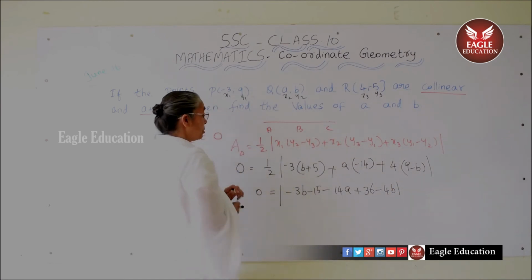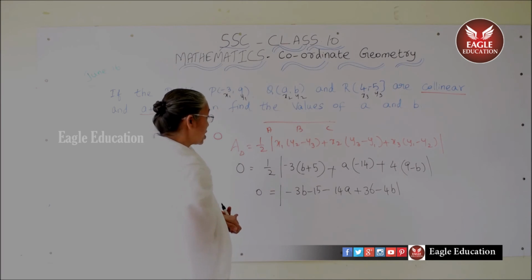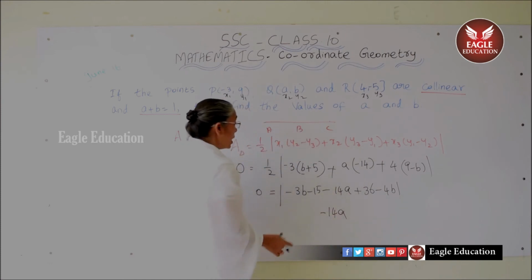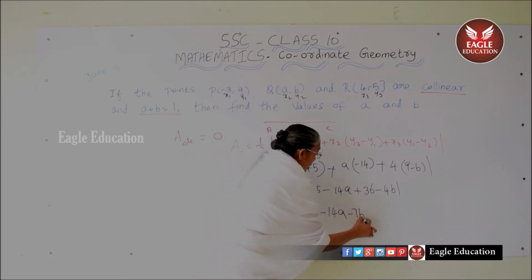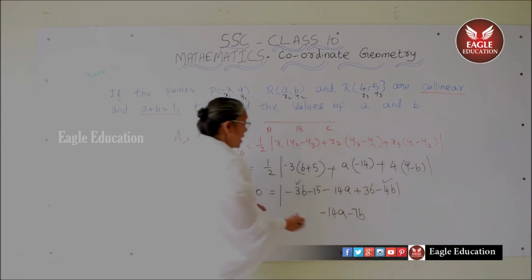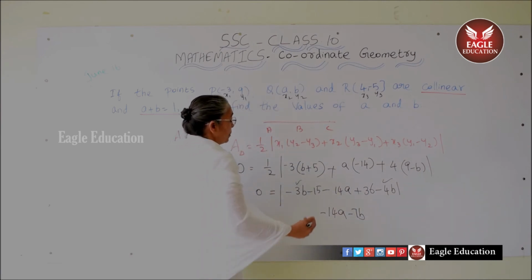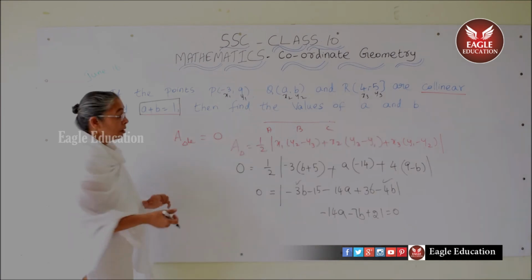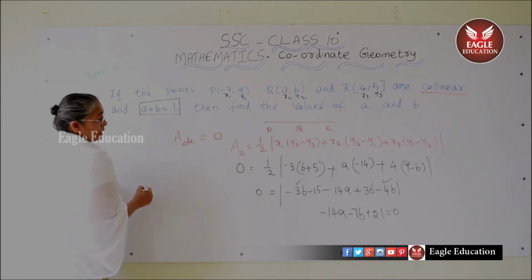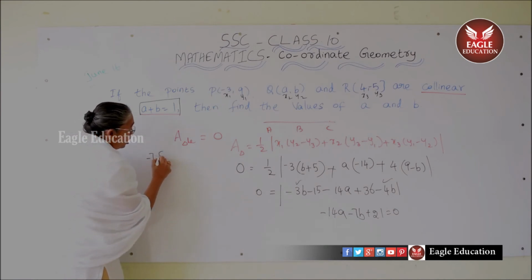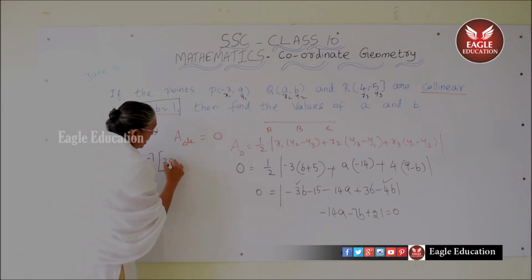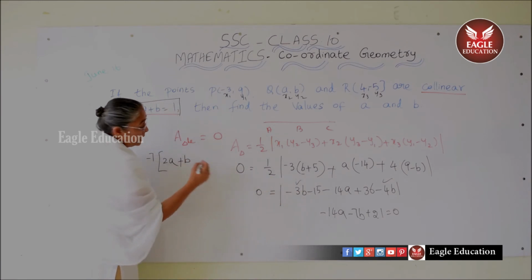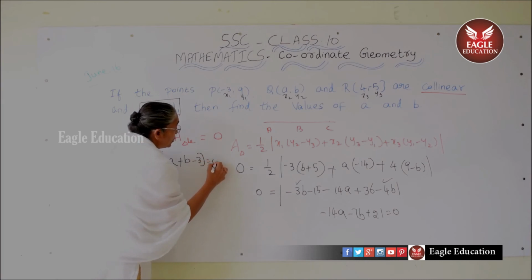Of course, we can remove the modulus now. So, what simplification will we get? Minus 14a, b terms are minus 7b, like terms adding. Next, minus 15 plus 36, nothing but plus 21. Now, let us take minus 7 common outside. When we take minus 7 common outside, we will get 2a plus b. Since we took minus common outside, it will become minus 3 is equal to 0.